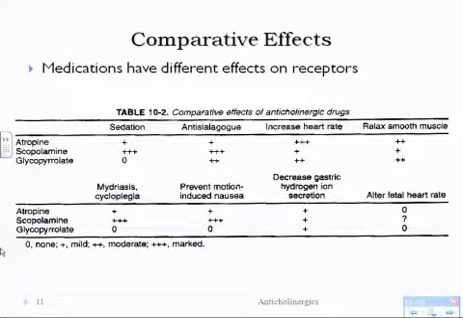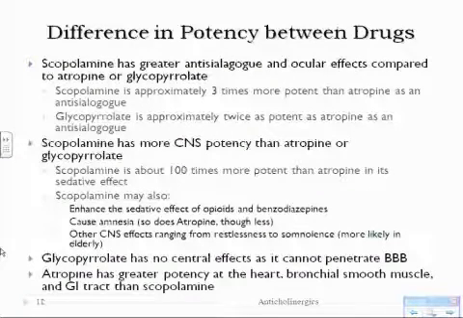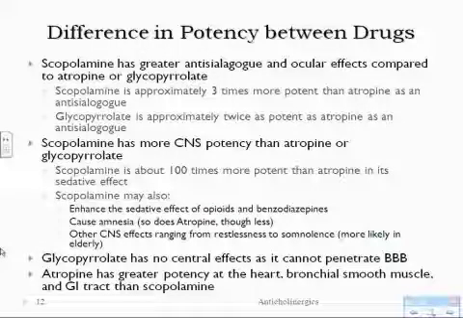Okay. So on the difference in potency between drugs, scopolamine tends to be a greater anti-sialagogue and has greater ocular effects compared with atropine or glycopyrrolate. Scopolamine is basically about 3 times more potent than atropine as an anti-sialagogue, and glycopyrrolate is approximately twice as potent as atropine as an anti-sialagogue. So if you have a choice for drying somebody up, atropine is not really a good choice. It's really glycopyrrolate if you don't want any kind of CNS effects.